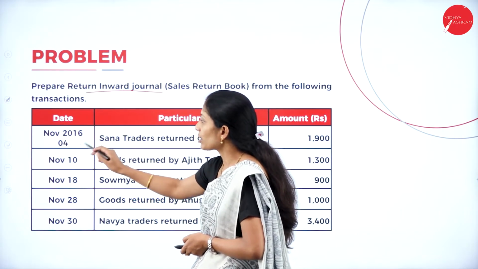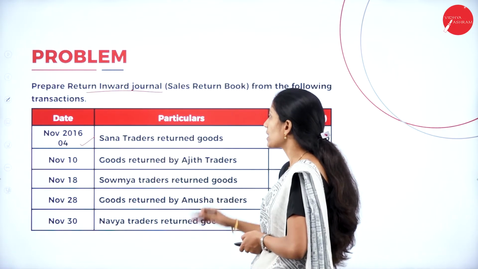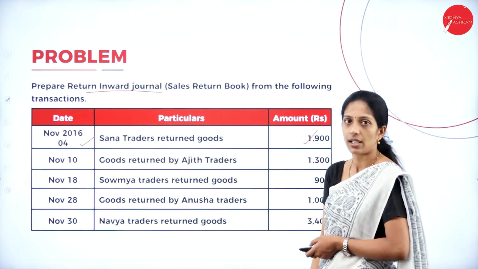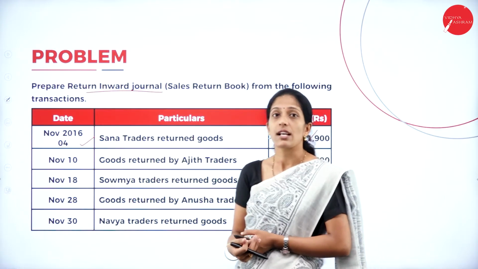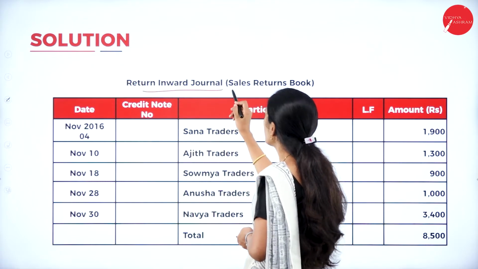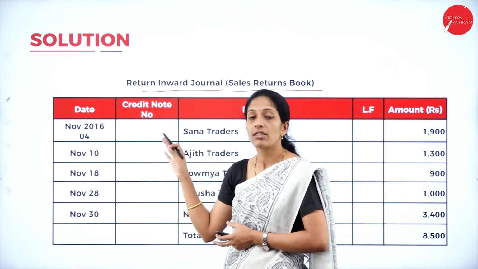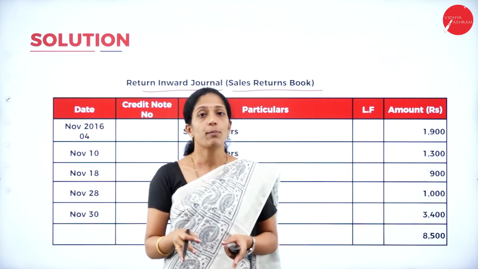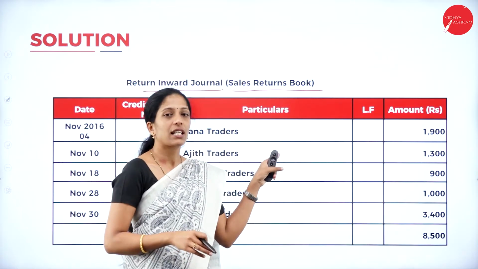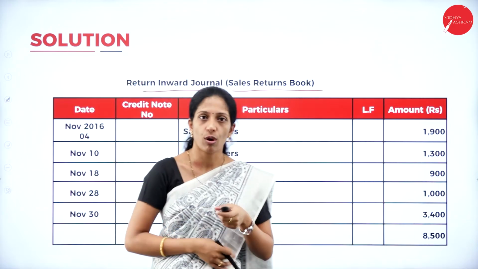So, moving on to the first transaction, 4th November 2016, Sana Traders returned goods worth 1,900. So, how do we write this? We shall solve this in the return inward journal or sales returns book. You know the format: date, credit note number, name of the customer, ledger folio as well as amount. In particulars you will write the name of the customer.